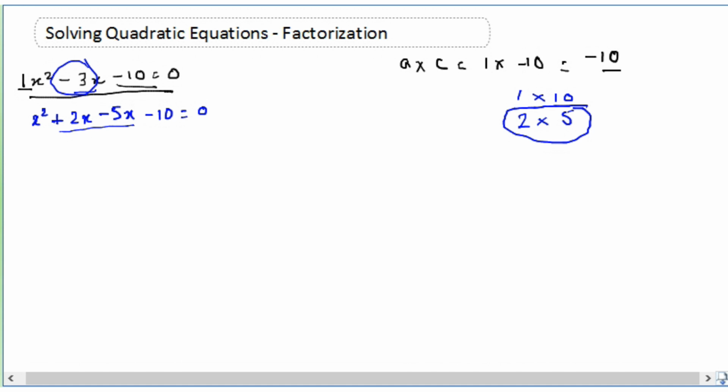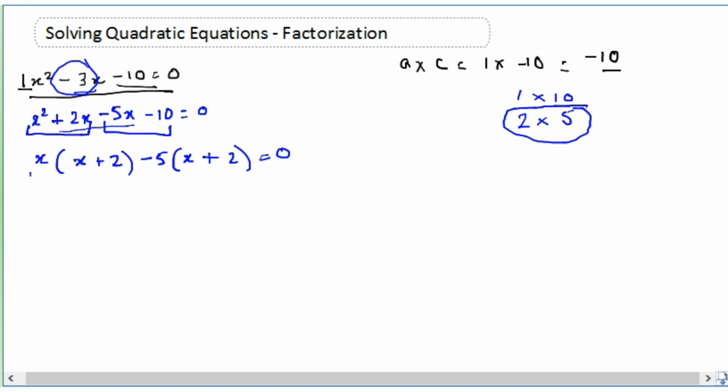Now we take the first two terms and take a common term out of this. So very clearly it can be seen that the only common term is x, and what we are left with inside the bracket is x plus 2. And here in these two terms, what we have common is negative 5. So we take negative 5 as common. Negative 5x divided by negative 5 leaves us with x, and negative 10 divided by negative 5 leaves us with plus 2. So that is what we are going to do here.